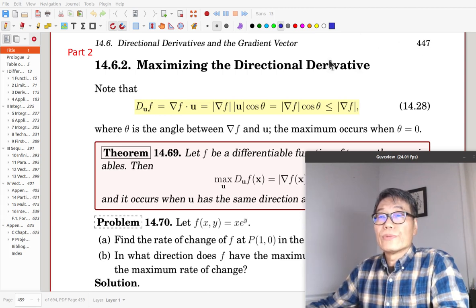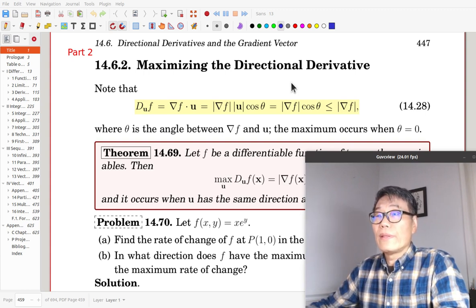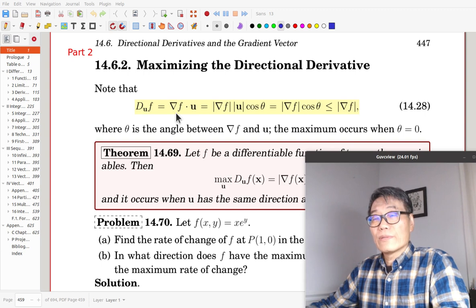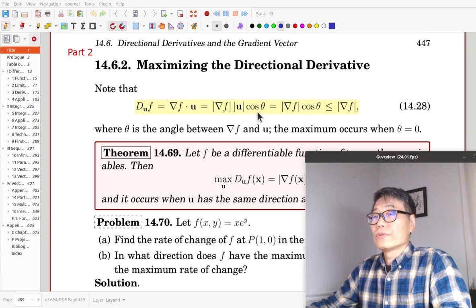It is part 2 of section 14.6, maximizing the directional derivative. In the first part, we introduced the directional derivative, D_u f. u is a unit vector. It can be expressed as the dot product, gradient of f dot u. Using a well-known formula, we reach this term, where theta is the angle between gradient of f and u.